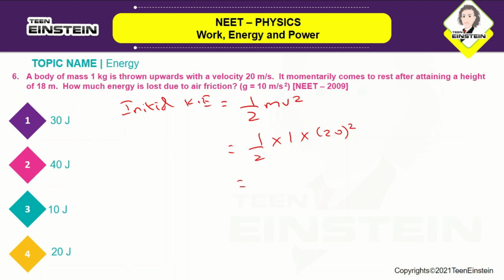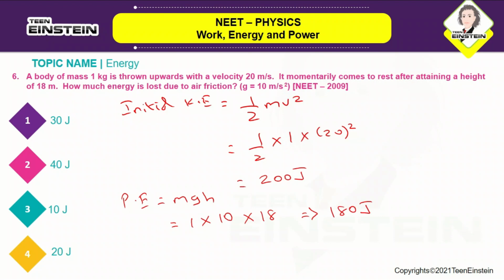So if you solve this, 20 the whole square will become 400 and divided by 2 it will become 200. Okay, so we will be getting 200 joules. Now potential energy at the maximum height is given by mgh. So here they have given the mass as 1 into g, they have told us to take it as 10 into the height, which is given as 18. So if you solve this, you will be getting the potential energy as 180 joules.